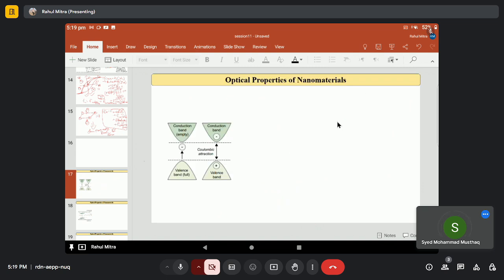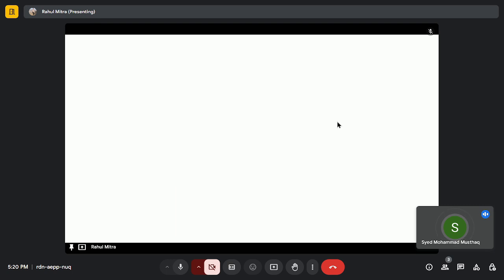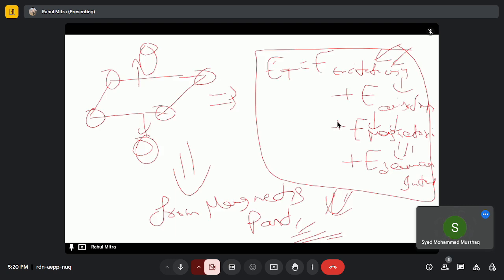So, going to the optical properties. Sorry, coming back to the magnetic materials, I forgot to explain one last topic: how our coercivity changes with respect to the dimension of the nanomaterial, right? So this is my coercivity and this is the size of the nanoparticle.